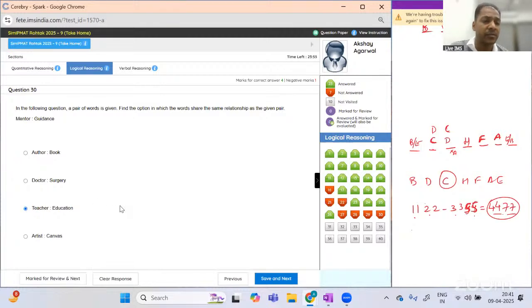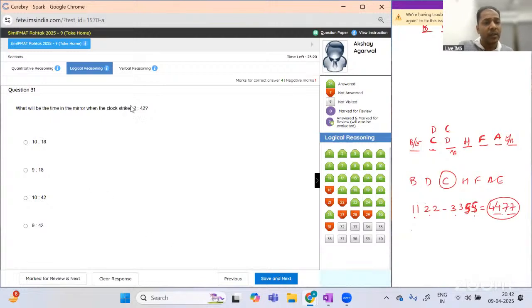Mentor does guidance. Teacher, doctor does surgery. Mentor provides guidance. Teacher is to education, or doctor is to surgery. Doctor, mentor performs guidance or provides guidance. Doctor performs surgery. Person and what they do. I think option B would make more sense. Teacher to education.